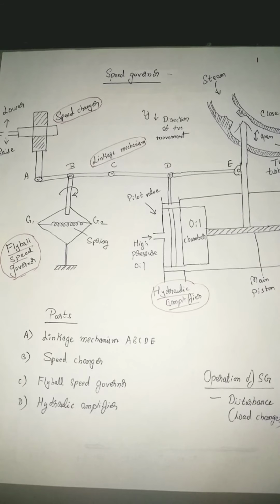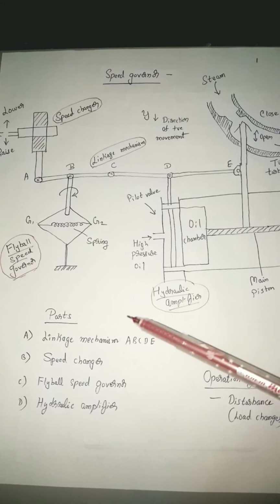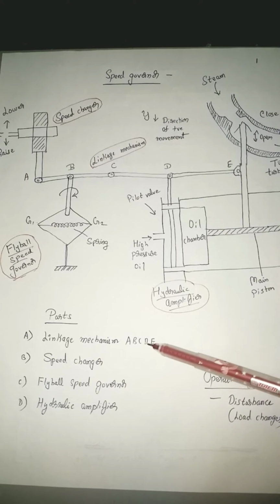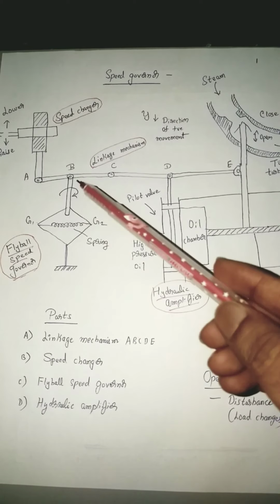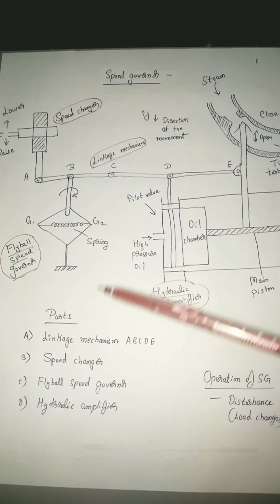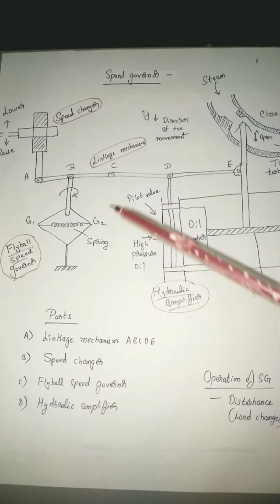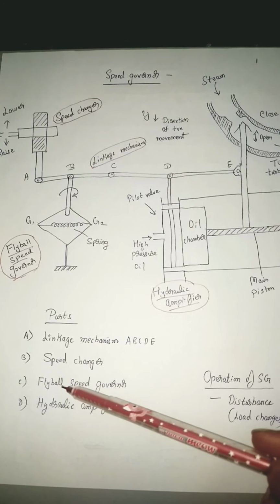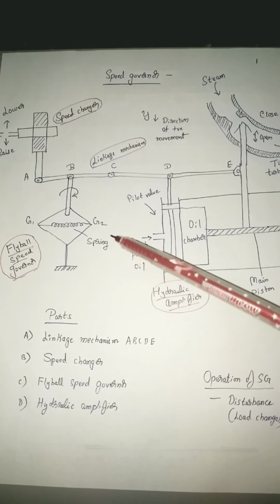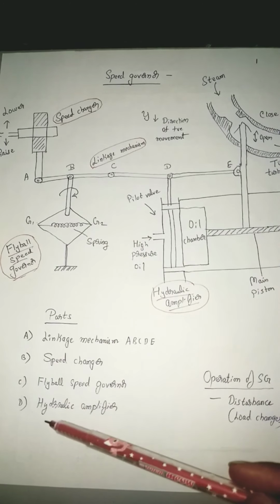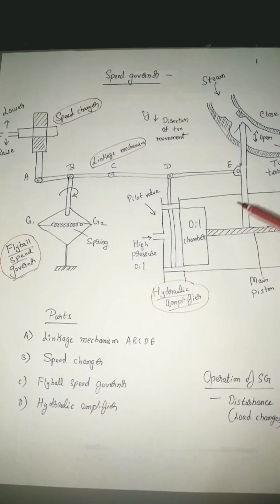So in this speed governor, basically there are 4 parts. Linkage mechanism A, B, C, D, E. So here you can see the linkage mechanism A, B, C, D, E. Next part is speed changer. So this is the speed changer. Then flyball speed governor. This is flyball speed governor. Last one is hydraulic amplifier. This system is hydraulic amplifier.